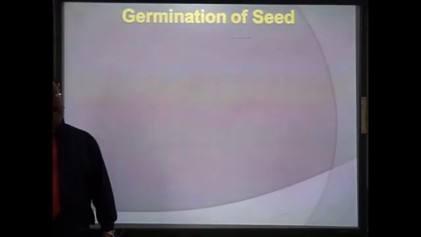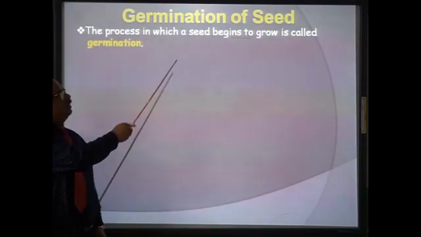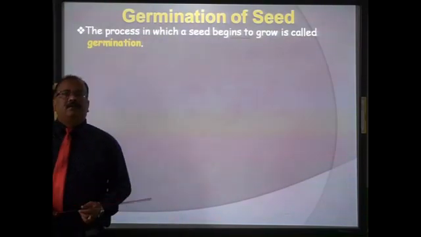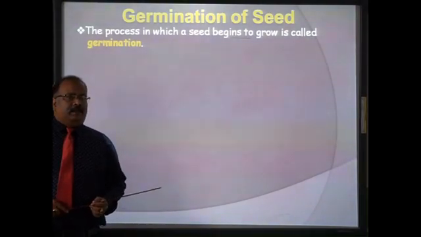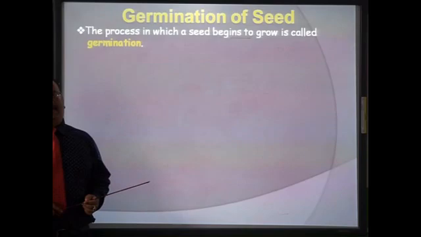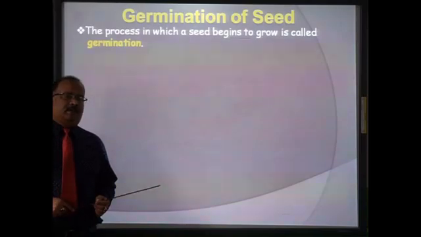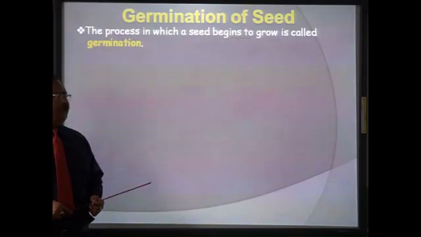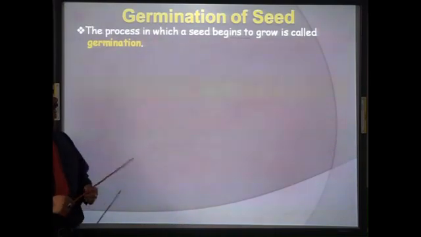Now, germination of seed. What is germination of seed? The process in which a seed begins to grow is called germination. Unless and until it gets the favorable conditions, it cannot germinate. It is in a dormant stage, a sleeping stage. It can be stored, but once it gets all the favorable conditions, it starts germinating.